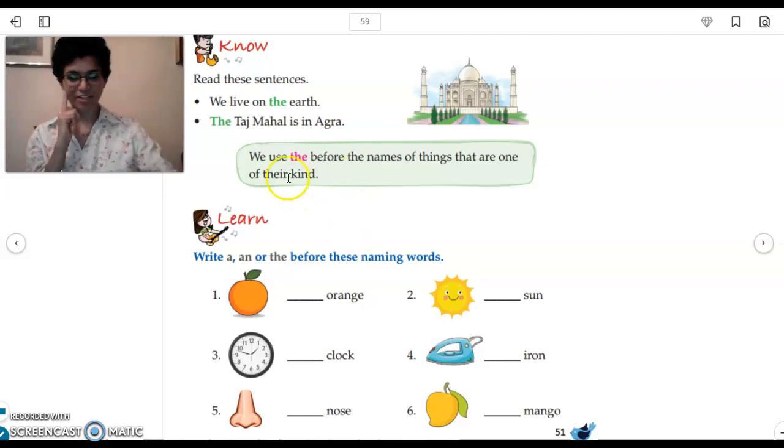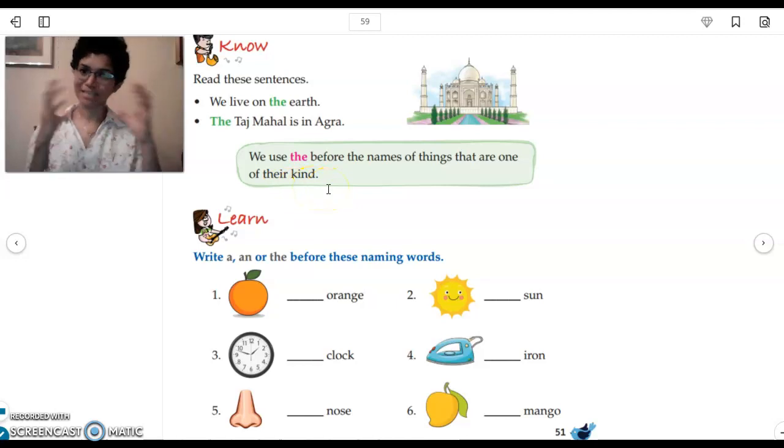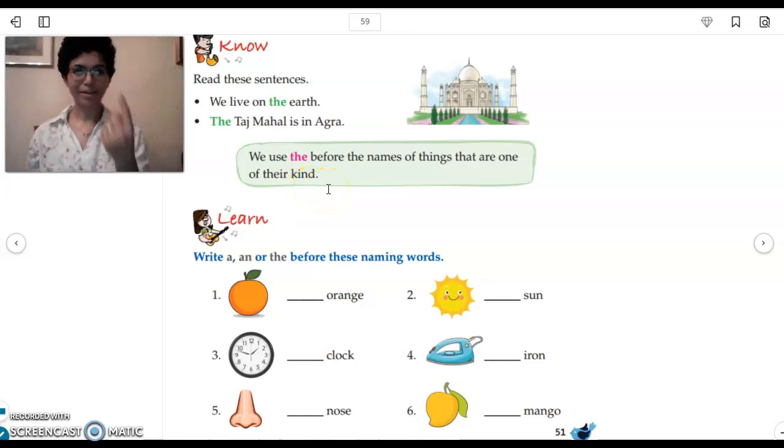We saw here what is written here. We use the before the names of things that are one of their kind. Meaning if it is a specific one, if there is only one kind, for example, here in this example, sun. Sun is only one, right? So you can use sun. We write the article the sun. It is a specific name, just one.